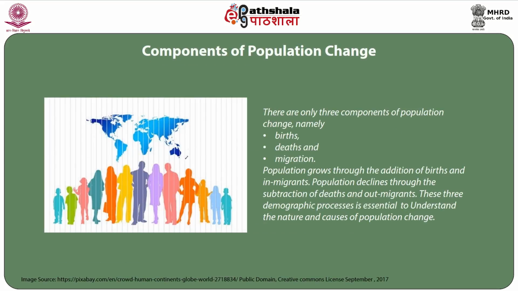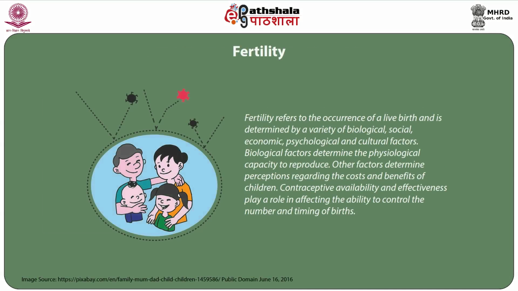Let's focus on various components of population change. There are only three components of population change, namely births, deaths and migration. Population grows through the addition of births and in-migrants. Population declines through the subtraction of deaths and out-migrants. These three demographic processes are essential to understand the nature and causes of population change. And the area of fertility refers to the occurrence of live birth and is determined by a variety of biological, social, economic, psychological and cultural factors.